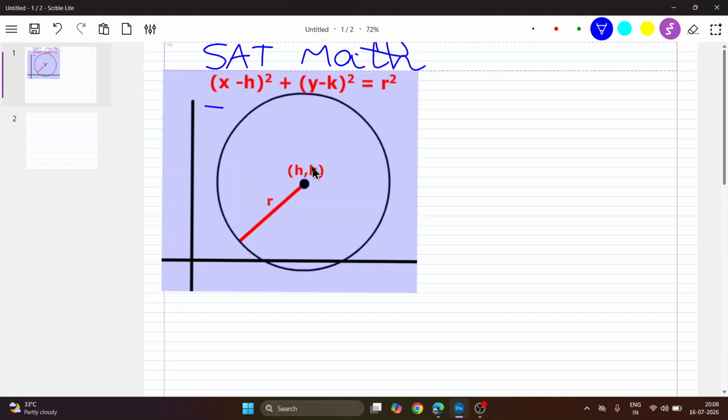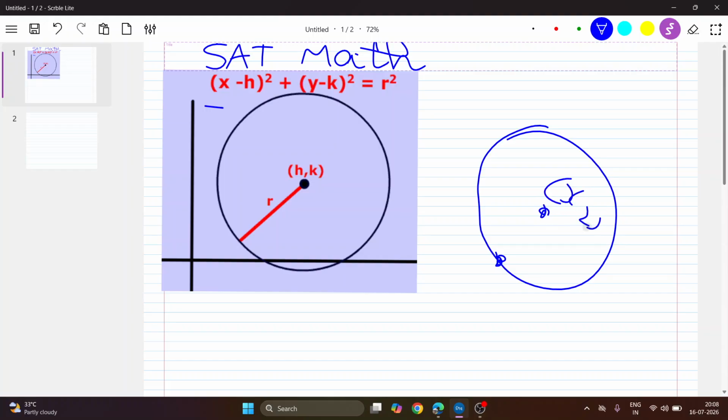So now, let's say they give you the center and a random point on the circle, okay? Now you just use the distance formula and you can easily find the radius.